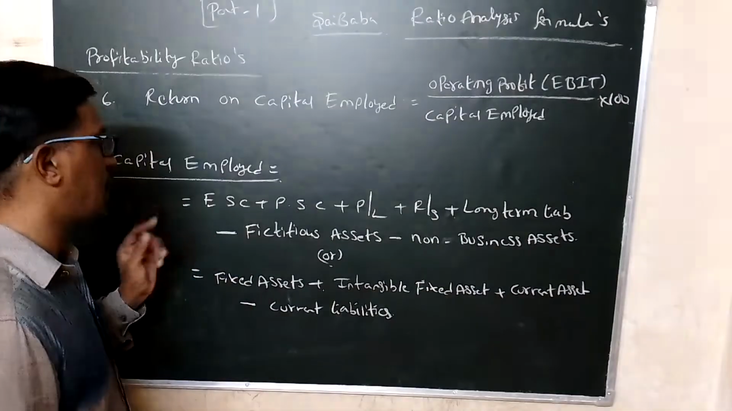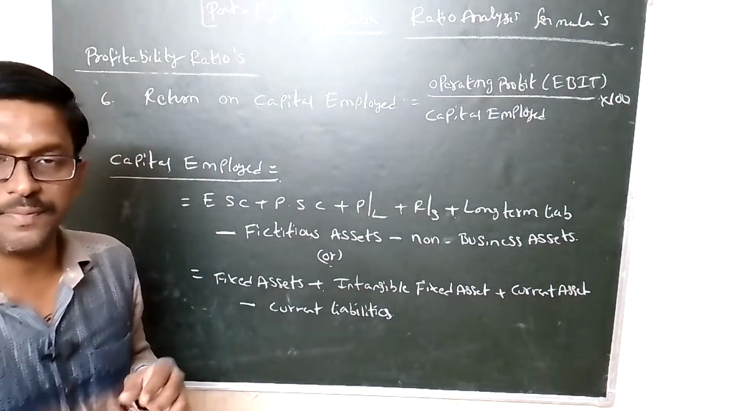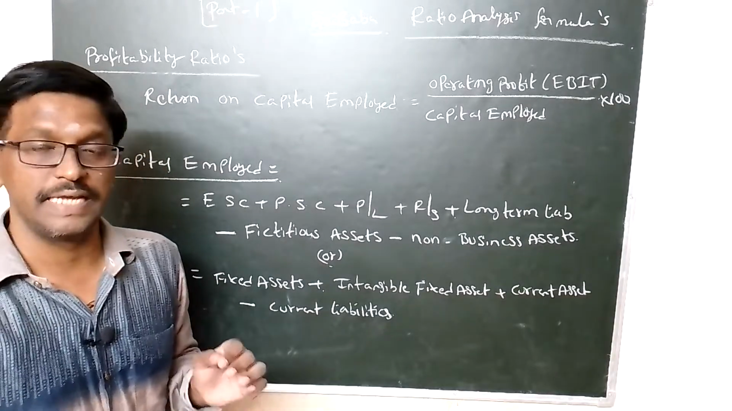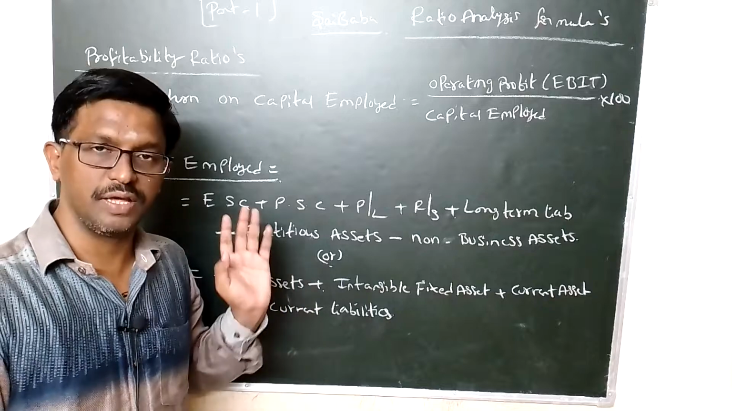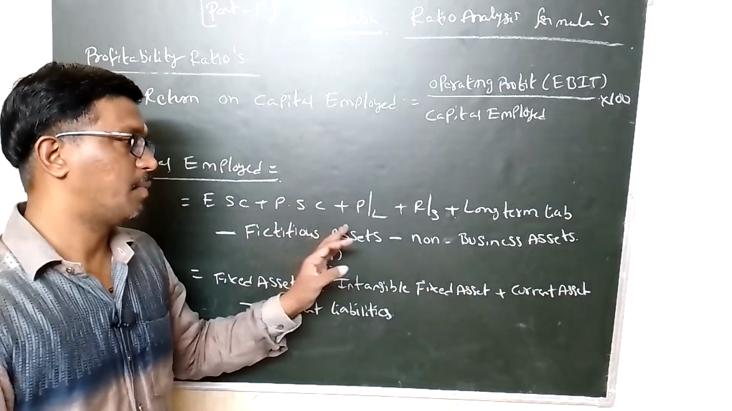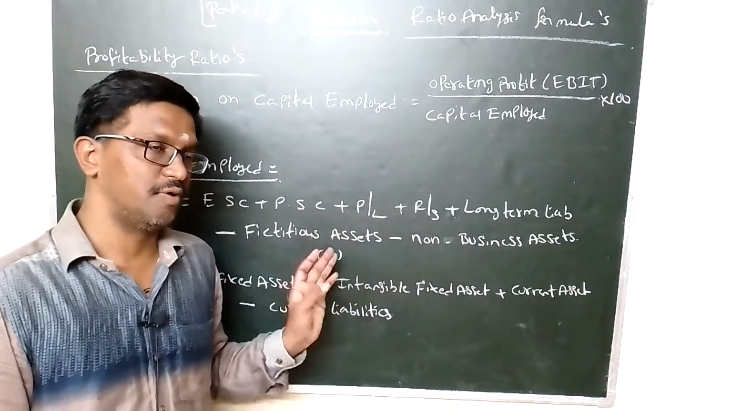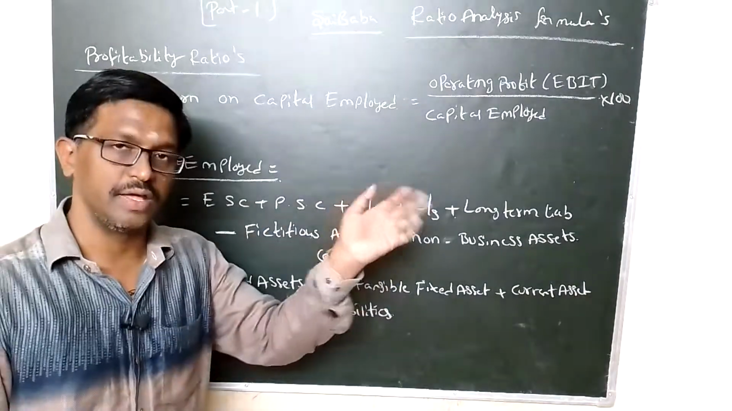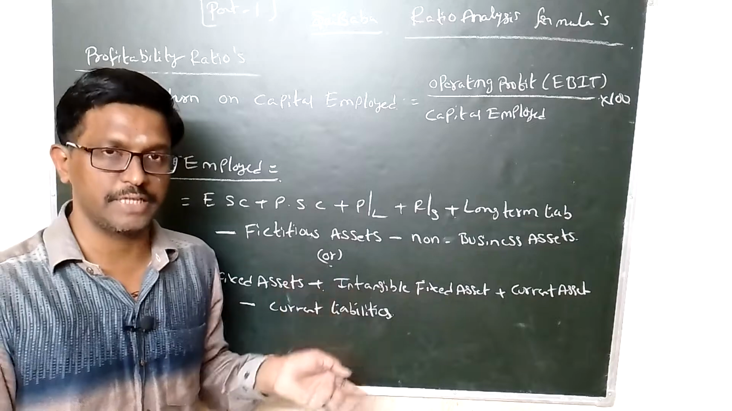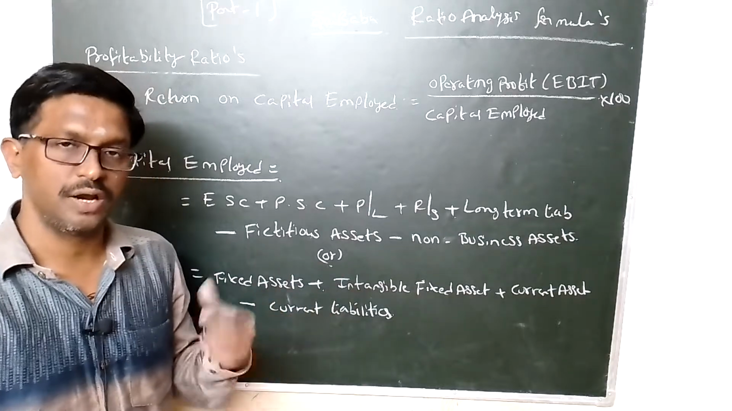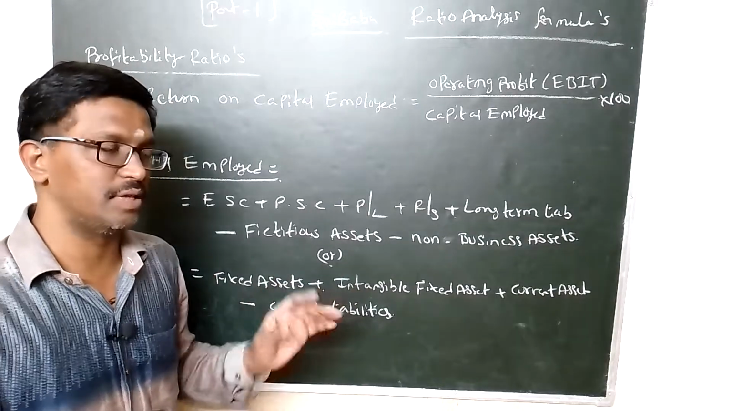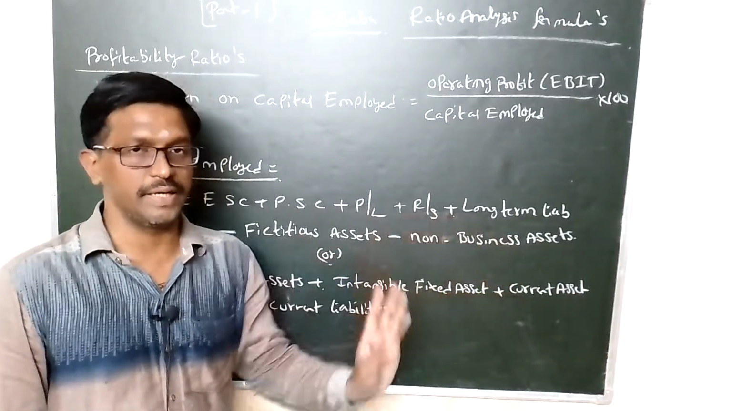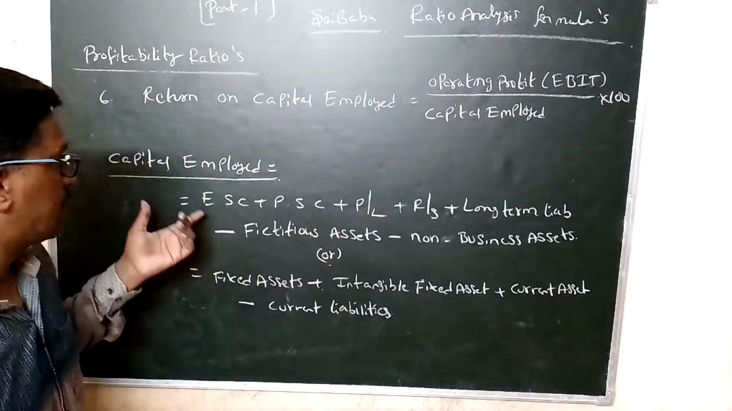Capital employed equals equity share capital, preference share capital, profit and loss account, reserves and surpluses, which are on the liability side, plus long term liabilities, less fictitious assets if any on the asset side, like preliminary expenses, discount on shares, discount on debentures. These should be eliminated. Non-business assets also will be eliminated. We will get the capital employed.